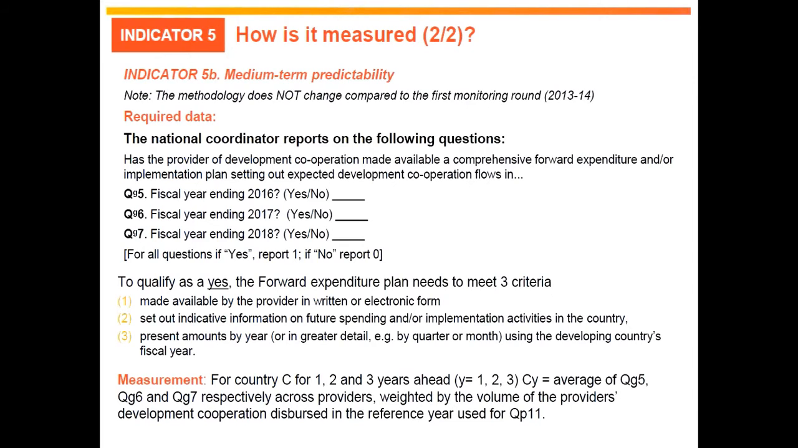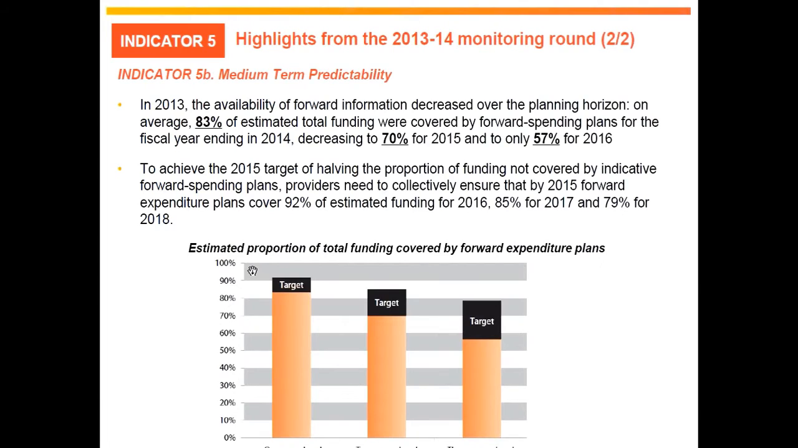First, the plan should be made available in written or electronic form. So there shouldn't be a verbal indication, as that wouldn't qualify for a forward expenditure plan. It should also set out indicative information on forward spending or implementation activities in the country, and it should present amounts by year, possibly also in greater detail, using the developing country's fiscal year. Okay. And then once aggregation happens, the indicator will take a value between 0 and 100%.